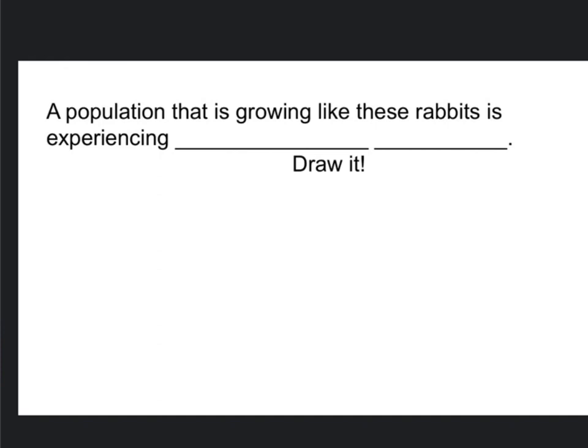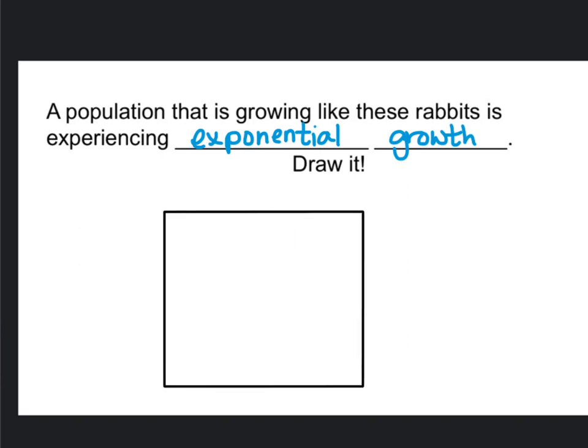What does that mean? If you remember from the simulation that you did yesterday, a population that's growing like these rabbits, well, they're experiencing a very special kind of growth. Do you remember what it is? It was one of those vocabulary words. That's right, exponential growth. Now, what does exponential growth look like? Well, it looks like that.